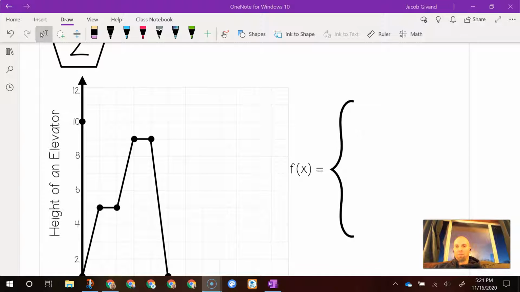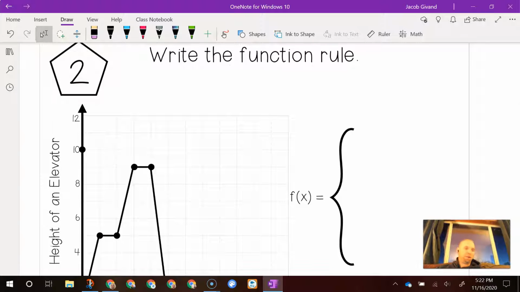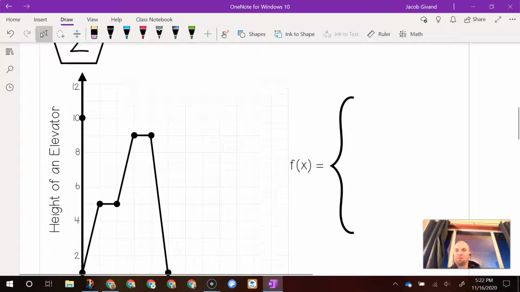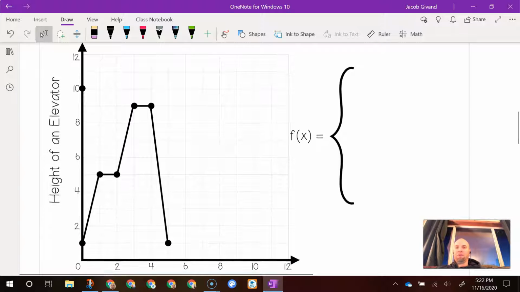All right, I'm back with part two about piecewise functions and writing rules from them. And so we're looking at number two here on this sheet. And I'm looking at this one.